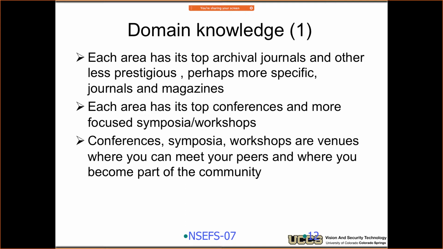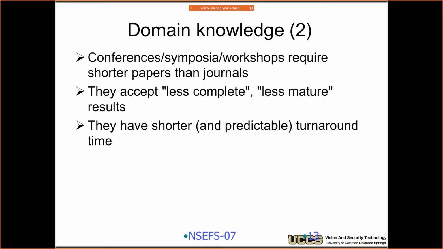For PhD students, one of the things you have to worry about for any of those is the costs. Conferences, symposiums, and workshops require shorter papers than journals. They generally require that you register and travel, which makes them more expensive. Journals, if you do a lot of them, are free. If you go over, you pay page charges, but you can submit to journals and it doesn't cost you anything but time. Conference papers tend to be less complete, less mature than journal papers, but they almost always have a shorter and more predictable turnaround time.